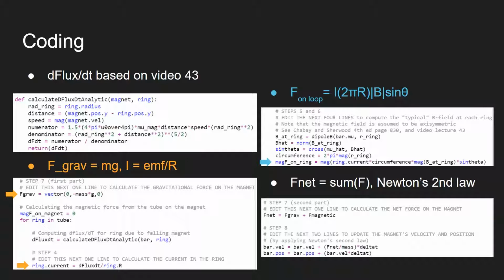To look at the force on the loop, we use the equation current times circumference times magnitude of the B field times sine theta. And lastly, to find the F net, we know it's the summation of all forces, and Newton's second law was used to find the updated velocity and position of the bar magnet.